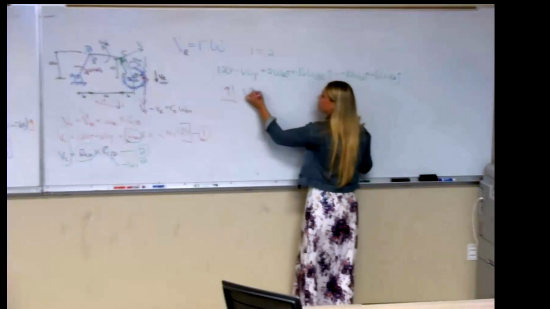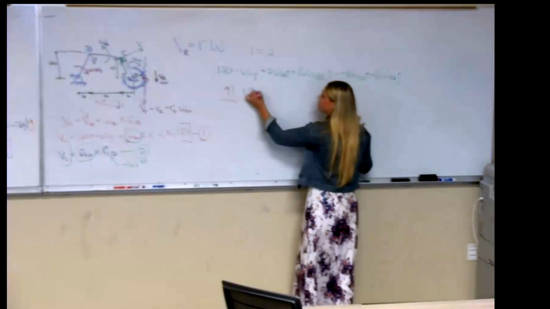Now you know what to do. Now it's just simple steps that you've done 100 times. You're going to solve one equation for one unknown. You're going to plug that back into the second equation. Once you solve these two equations, you will get an answer for omega CD and omega BC. You need omega CD to complete what the question asked for.